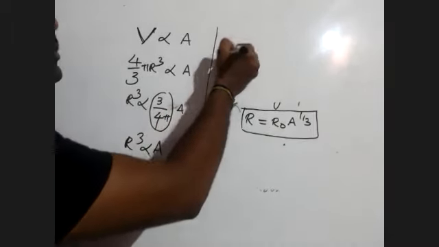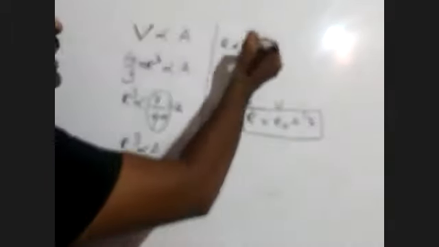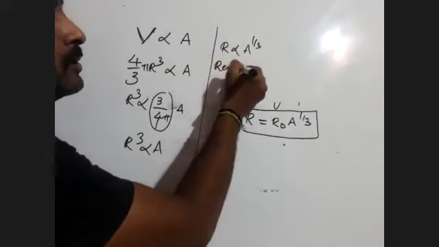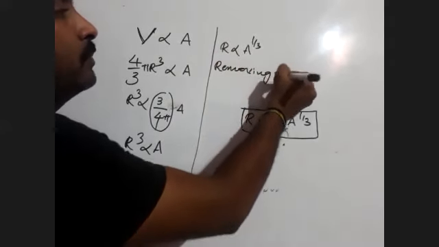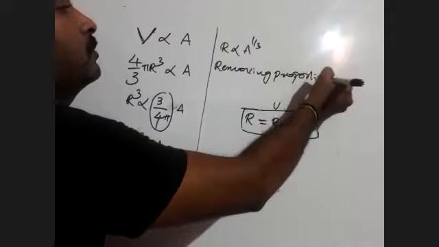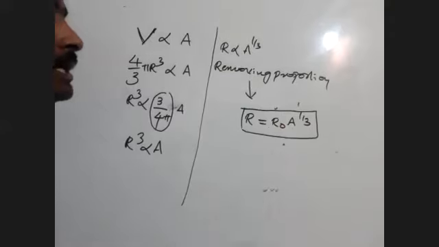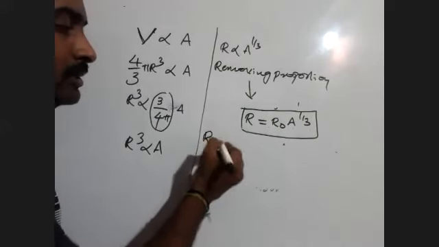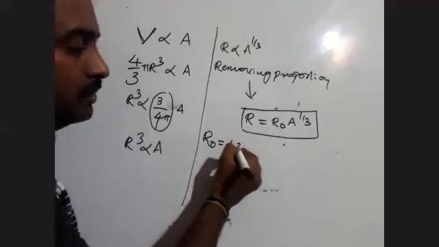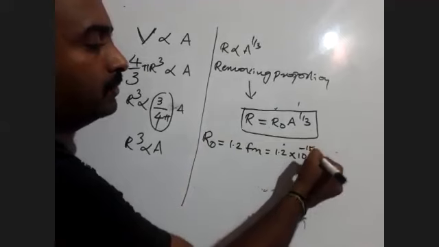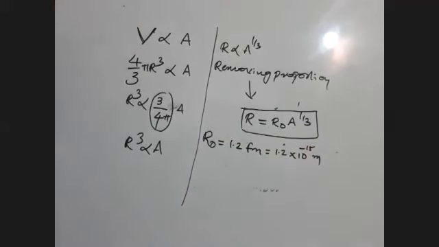Then r is proportional to, taking the cube root on both sides, A^(1/3). Removing the proportionality, R is equal to a constant times A^(1/3). This constant, which I have just written, is the Fermi constant, 1.2 Fermis, or 1.2 × 10^-15 meters. Here we have to recollect one thing: the size of the atom will be in angstroms.